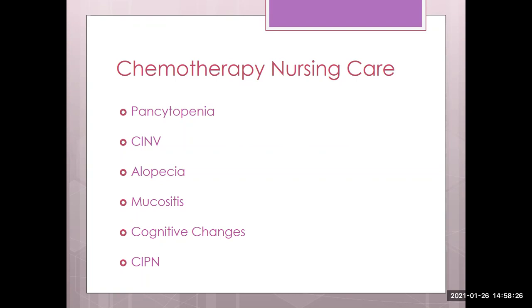Cognitive changes can occur as a side effect of chemo. Sometimes it's referred to as chemo brain. A lot of patients report having cognitive changes after they've received chemotherapy. The big thing for this is making sure that the patient is aware that it might occur, and allowing them to talk about it and see what kind of changes they're having. And then if they're having trouble remembering things, are there strategies we can try to give them to help them to remember?